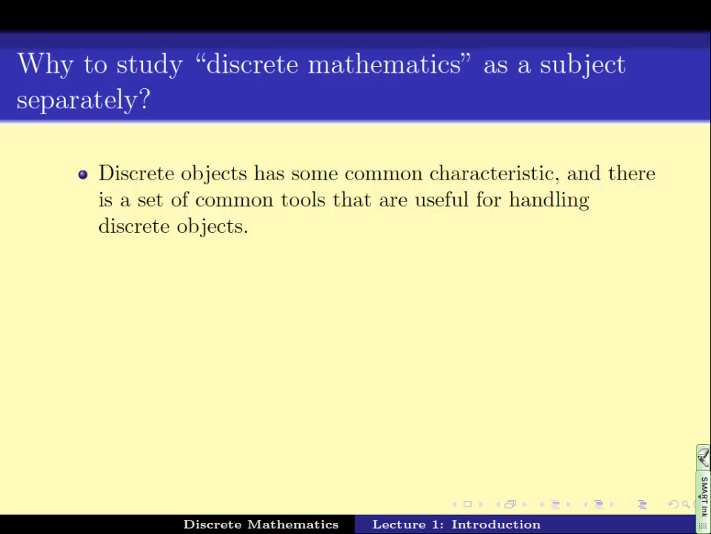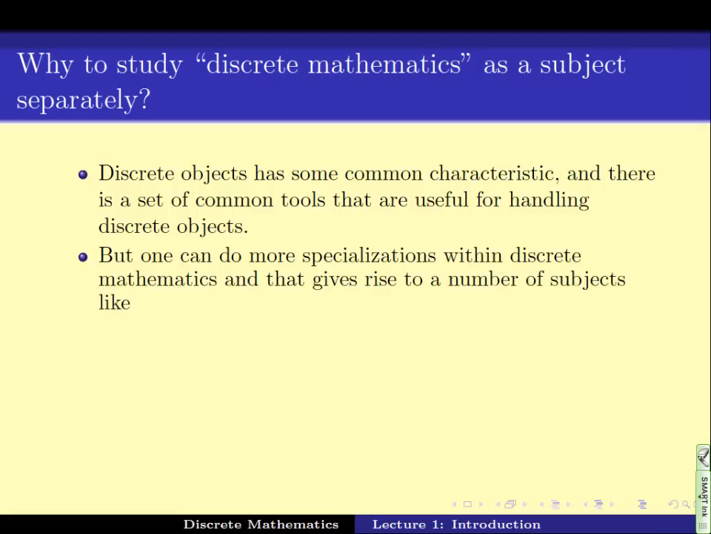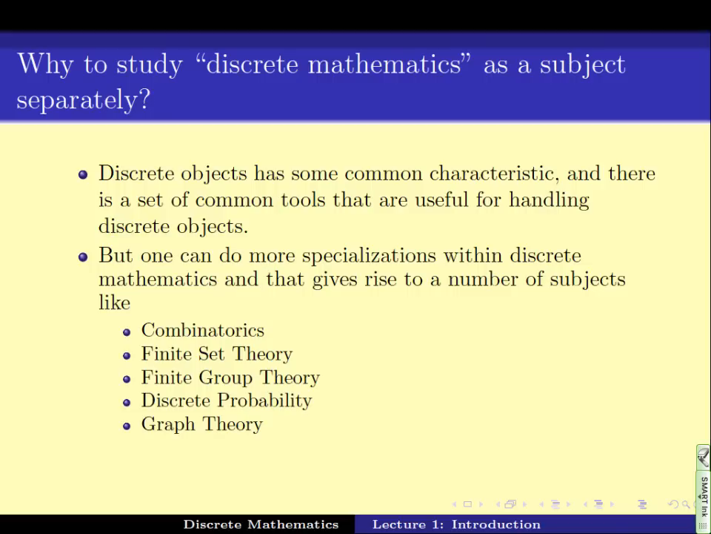These general tools are very handy, but depending upon some more properties of the discrete objects, the tools can be revised and made better, and this gives rise to a number of different, much more focused subjects. For example, combinatorics, finite set theory, finite group theory, discrete probability, graph theory, Ramsey theory, and the list goes on. These are all special cases of discrete mathematics as a subject. Thus, in discrete mathematics, we take a high-level view of all of these subjects and more.